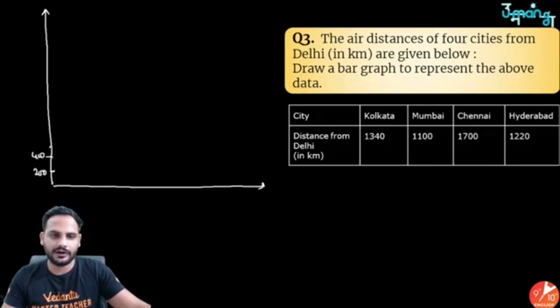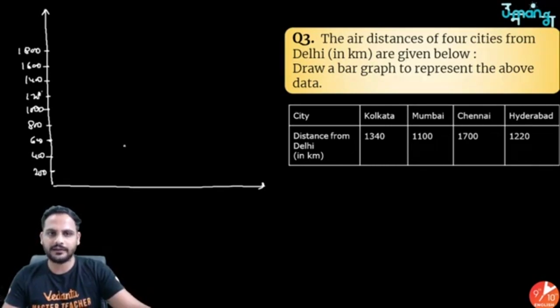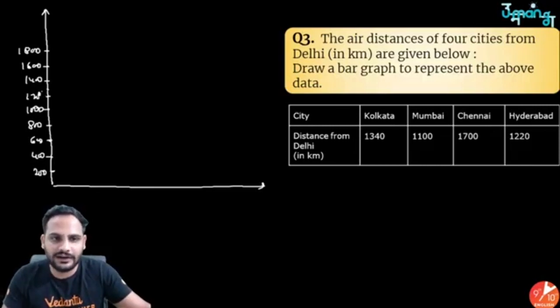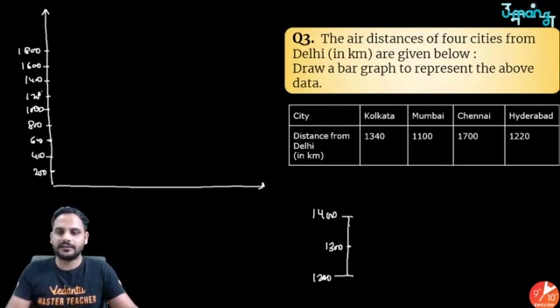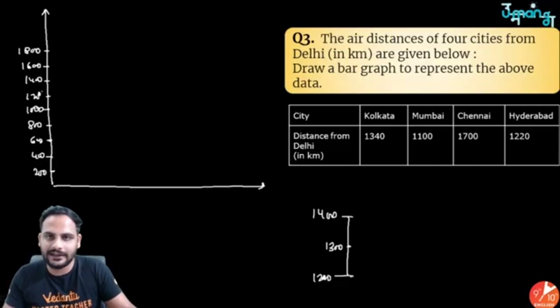200, 400, 600, 800, 1000, 1200, 1400, 1600 and 1800 is the highest. Now Mumbai is 1340. I know it lies between 1200 and 1400. Exactly in the middle of 1200 and 1400 you will have your 1300, the fifth line, since there are 10 gaps in between.